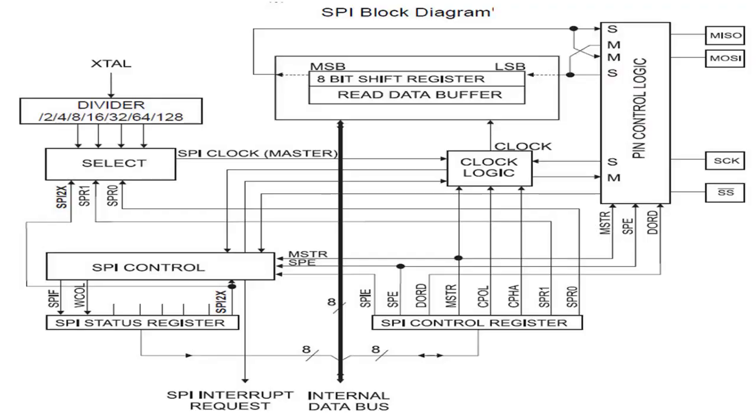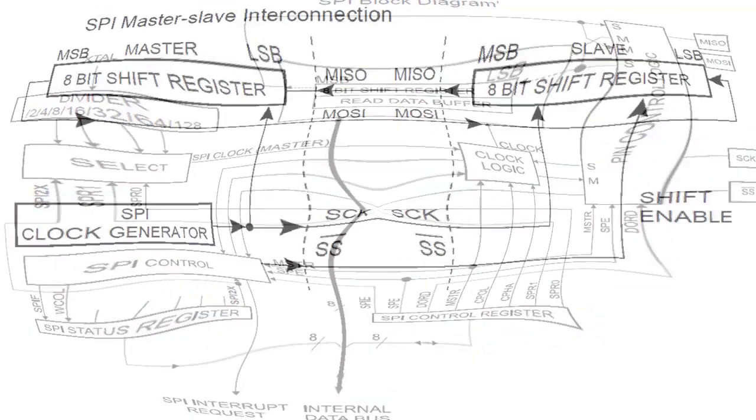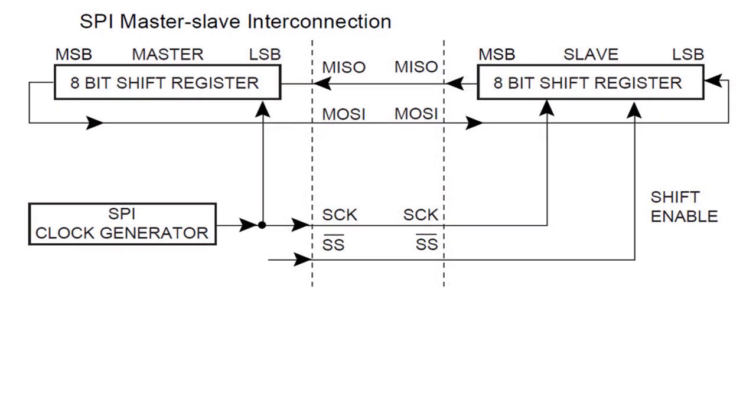Serial Peripheral Interface, SPI, allows high-speed synchronous data transfer between the ATmega32 and peripheral devices, or between several AVR devices. The interconnection between master and slave CPUs with SPI is shown in this figure. The system consists of two shift registers, and a master clock generator.